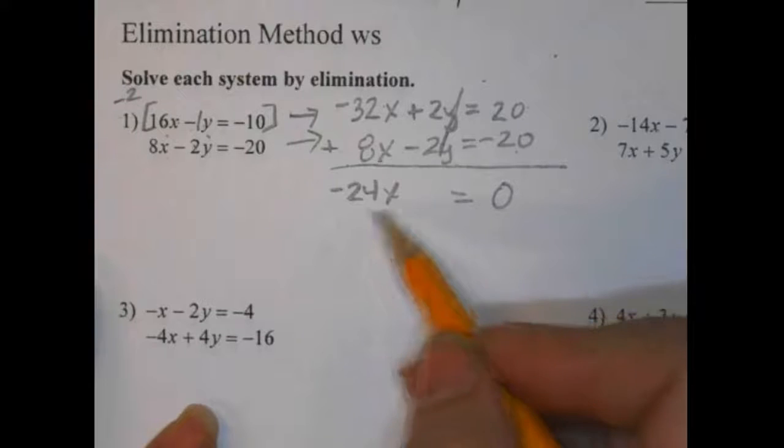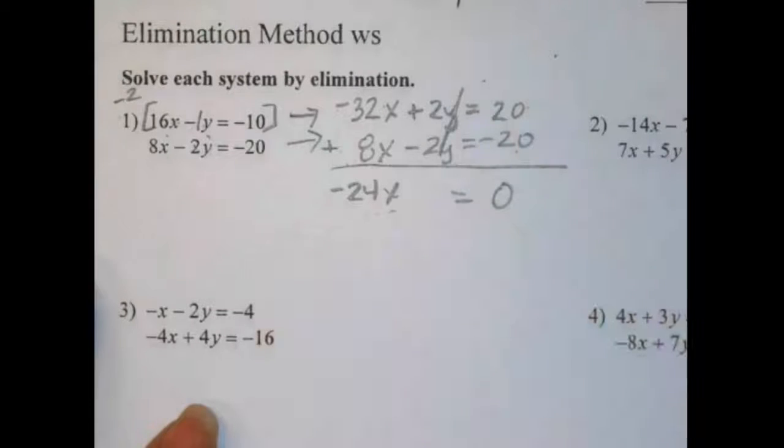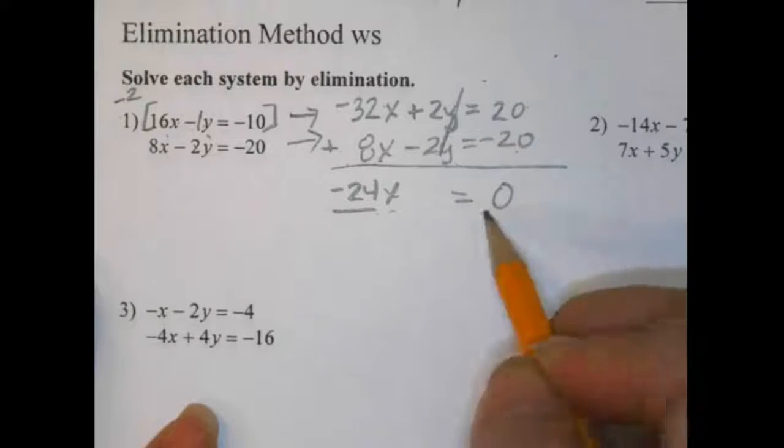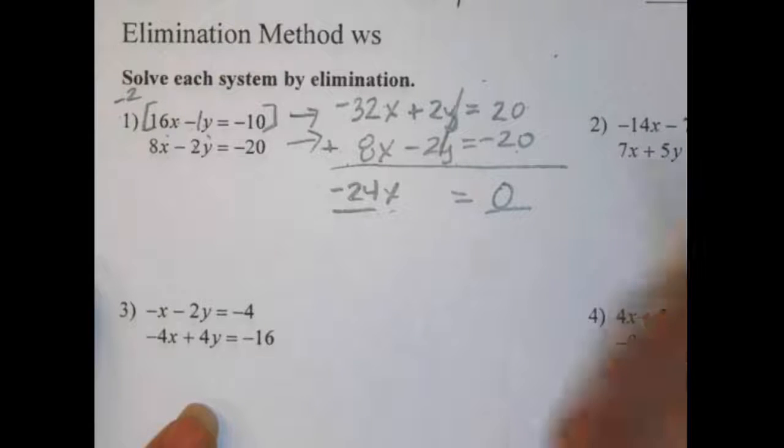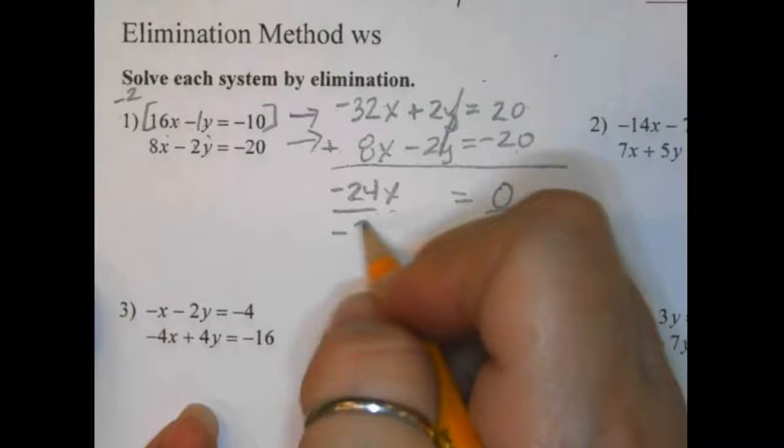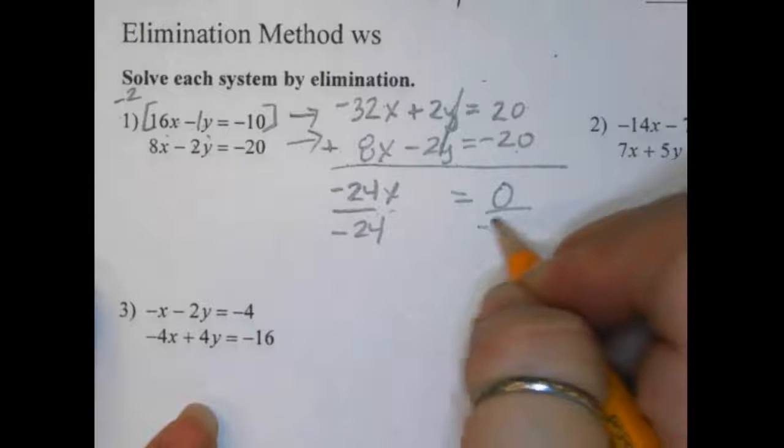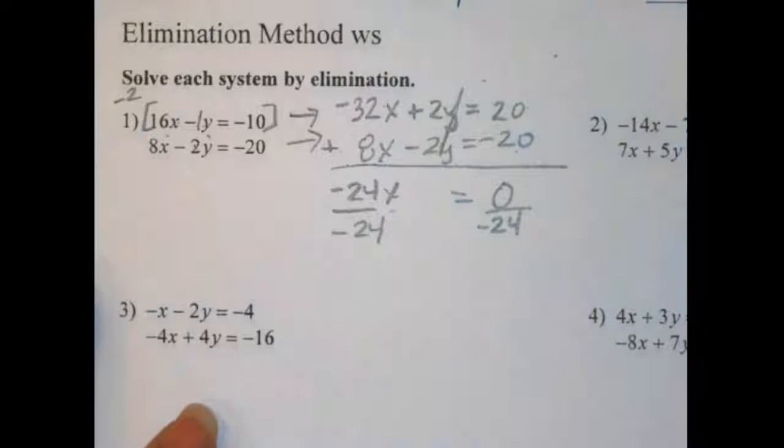How do I solve this? How do I undo this? Divide both sides by what number? By what number? Negative 24. Make sure, Angel, I'm paying attention to that minus sign. It may not make a difference in this case, but it might.